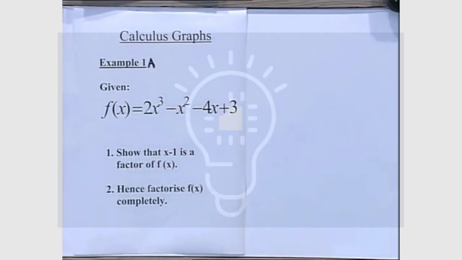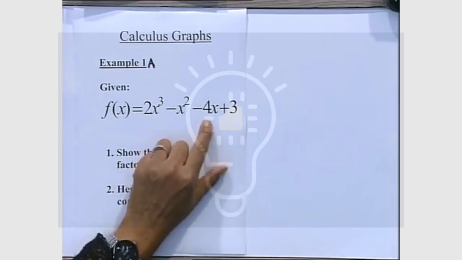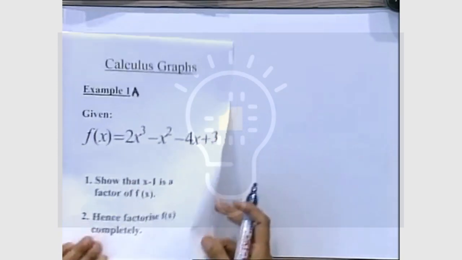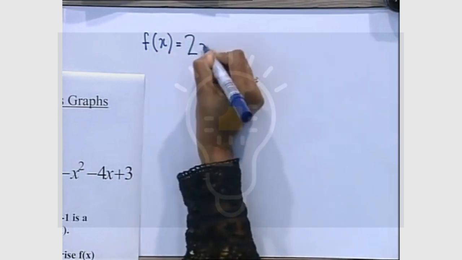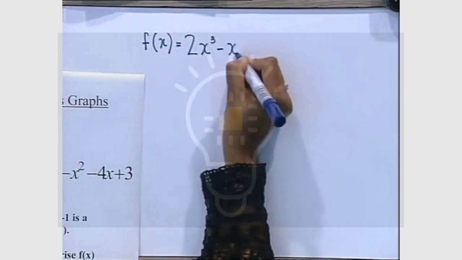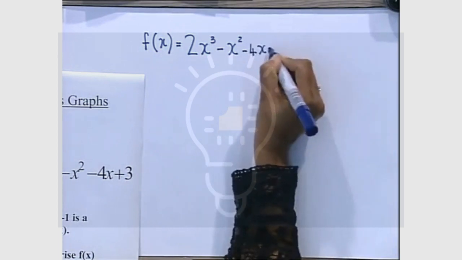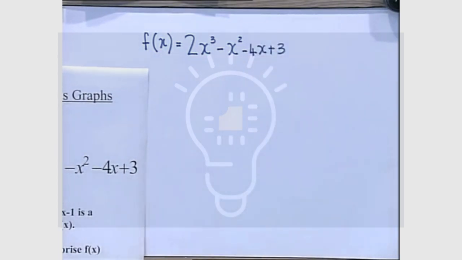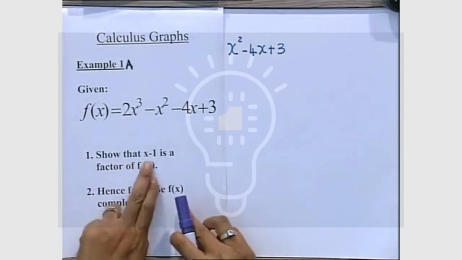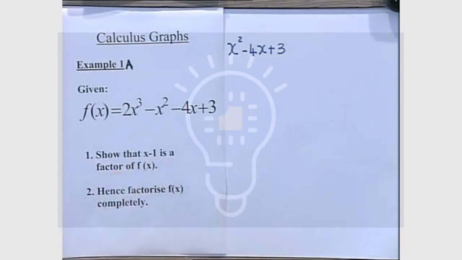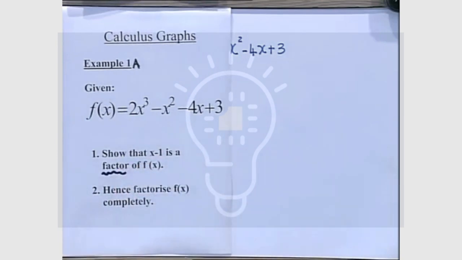Okay. So you were given this f of x function, which is 2x cubed minus x squared minus 4x plus 3. You are given this function. Now let me write this function down for you. It's f of x is equal to 2x cubed minus x squared minus 4x plus 3. You are given this function. Right. The very first question that we see there is, they say, show that x minus 1 is a factor of f of x. Now, okay, let me explain factor to you quickly.